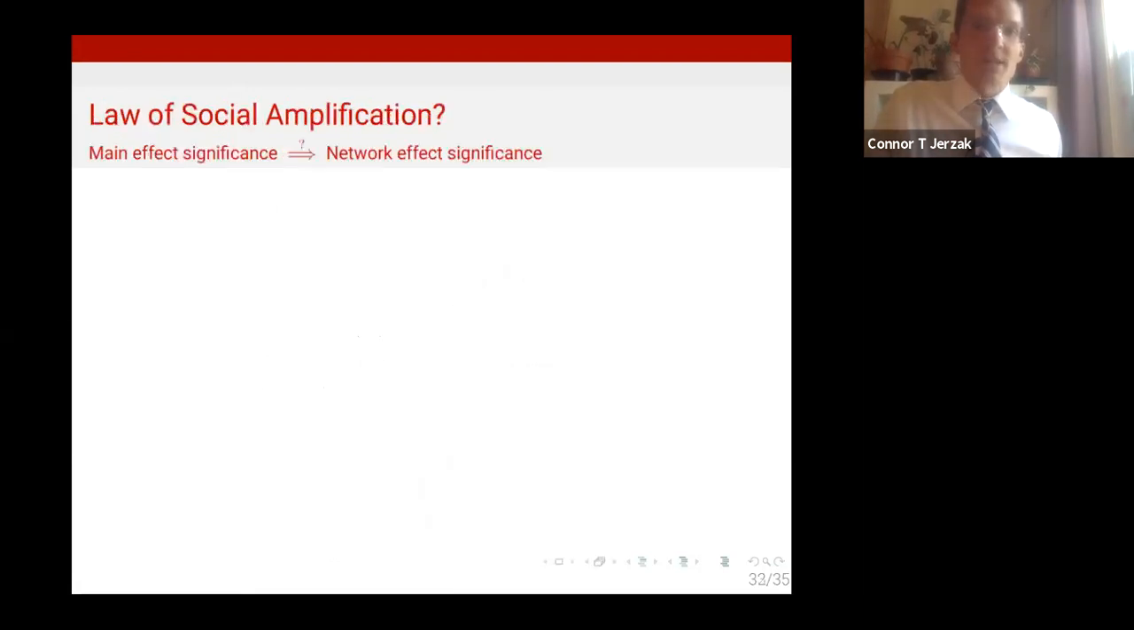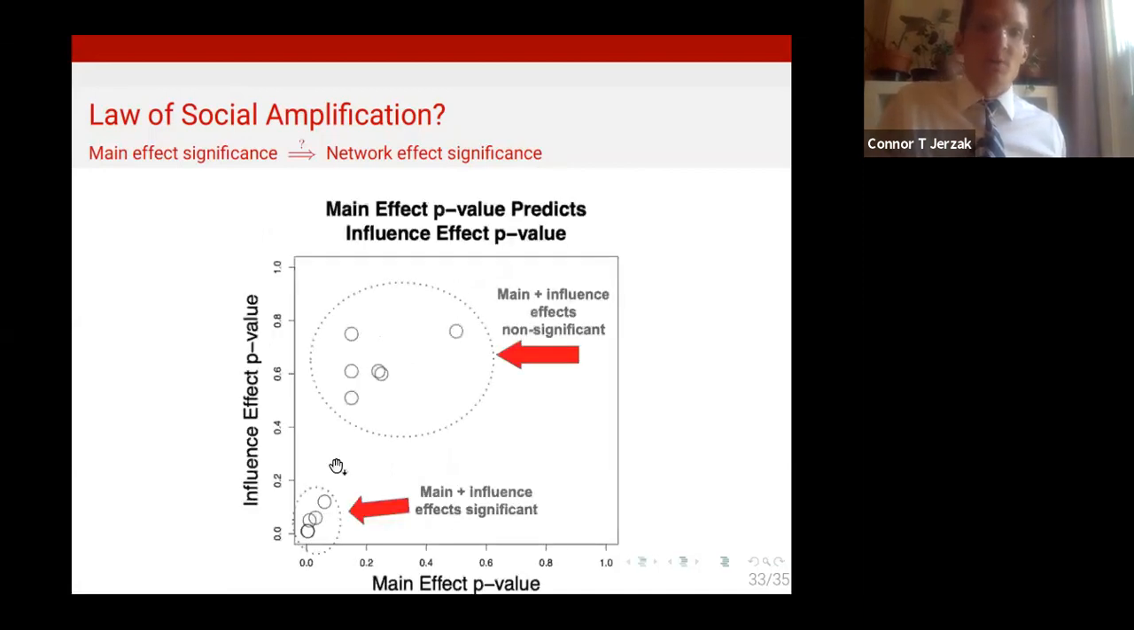We can also ask about the correlation between the main effect significance and the network effect significance. There is a correlation between the two, not perfect, but there's some signal there. Main effect significance is predicting network effect significance.